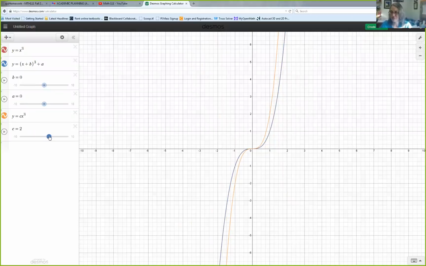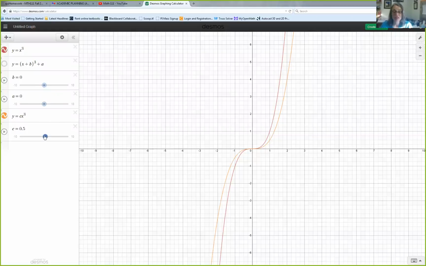It gets steeper faster. Or sorry, it gets bigger faster. If I multiply by a number less than 1, say 1/2, you can see that my orange function is shallower than my original red function. It takes it longer to get as big because I'm dividing by 2 effectively.